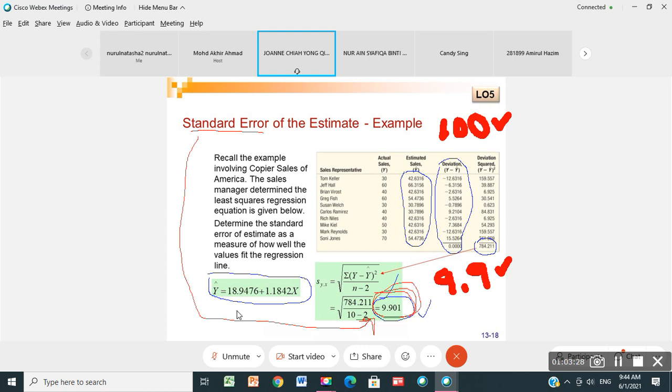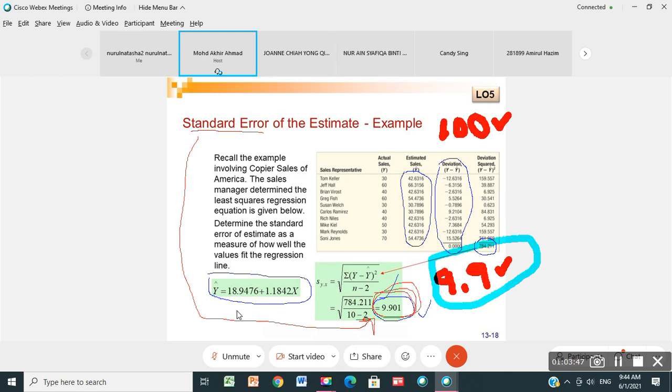Difference dia lebih rendah. Satu lagi, the smallest is better. Lagi kecil lagi bagus. Okay, standard error lagi kecil lagi bagus, sebab kita nak dapat dia punya variation tu kecil lagi bagus.